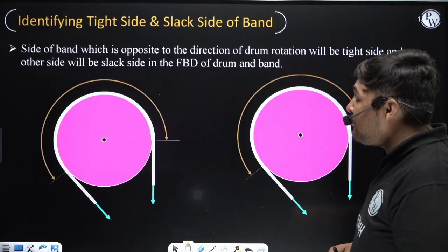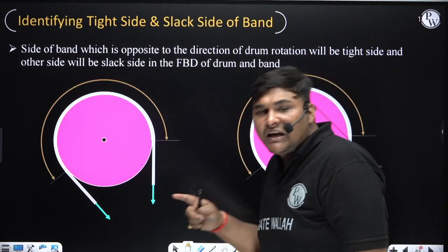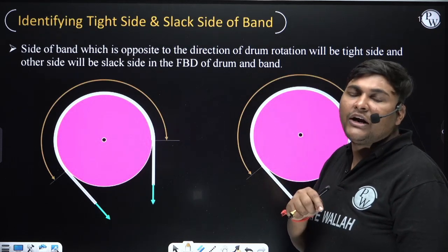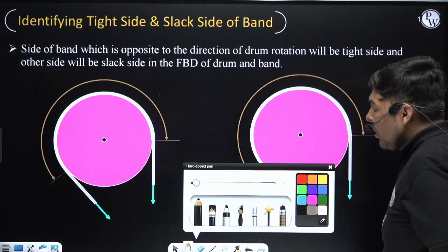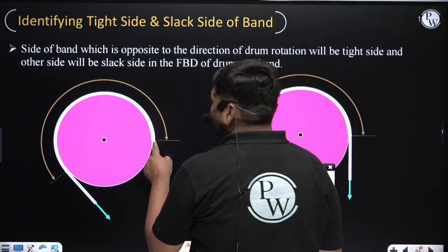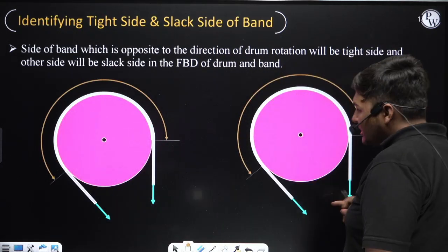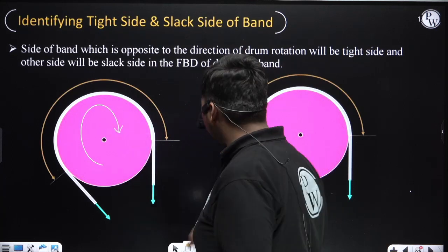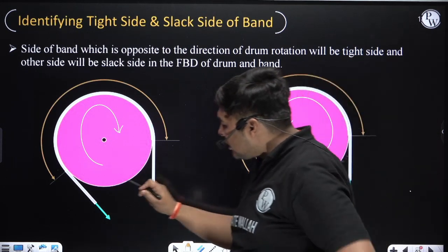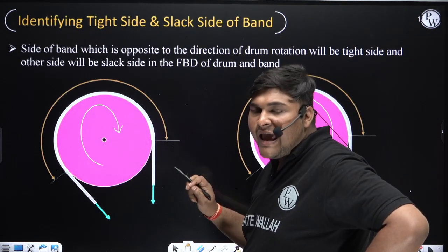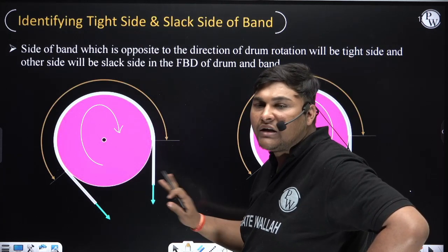Now, an important thing: how will you identify which side of the band is the tight side and which side is the slack side? Means which side has tension T1, which side has tension T2. For that, you need to draw the combined FBD of this drum and band. From this FBD, you can find which side is the tight side and which is the slack side. For that, suppose here the drum is rotating clockwise and here the drum is rotating anti-clockwise. Now, first on both sides of this band, draw the arrow of tension. Right now, don't conclude which side is tight and which is slack. Just draw the arrow of tension.